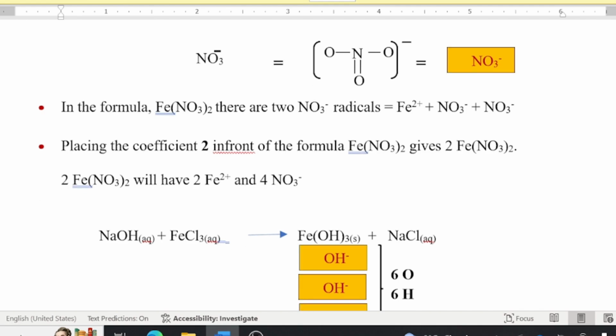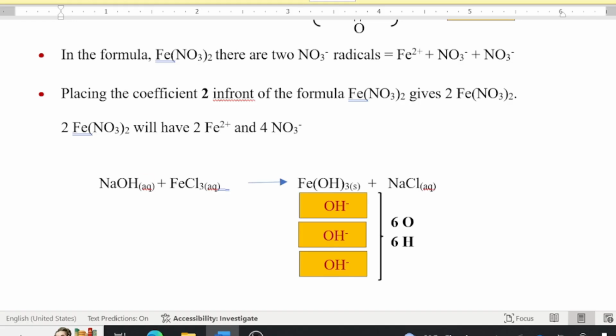Let's see how the reaction here works. We're reacting these and getting Fe(OH)3. What does that mean? It means you're having 3 radicals of OH here. And if you're to count the number of atoms here, it'll be equal to 3 oxygen and 3 hydrogen atoms. Okay? So let's do another one.